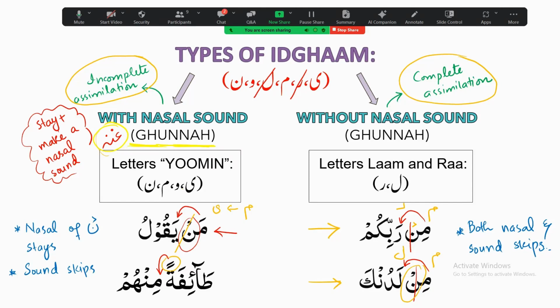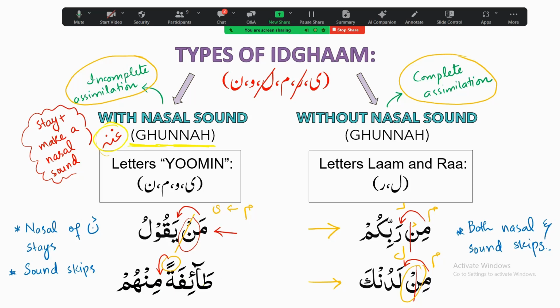So yes, meme is from these four letters now. Those four letters of idgham with gunna, with nasal sound. So we will not only enter the ta sound into meme here, but we will make a nasal sound intentionally as well. And I told you how we are supposed to make this nasal sound: we skip on the letter, the second letter, the letter into which we are assimilating the sound. We stay on that letter for a bit, and that is how we make a nasal sound.